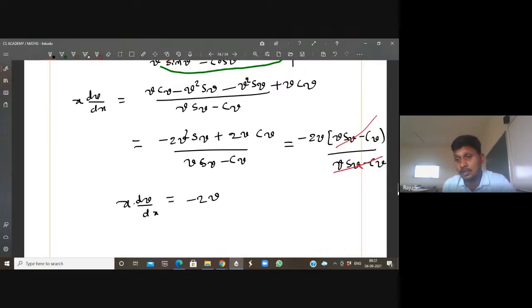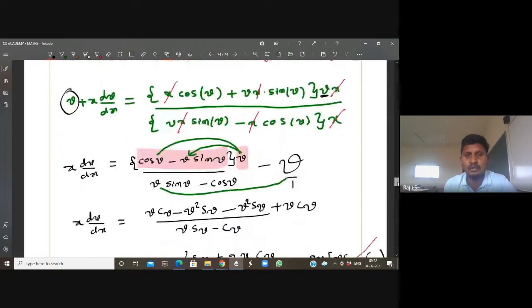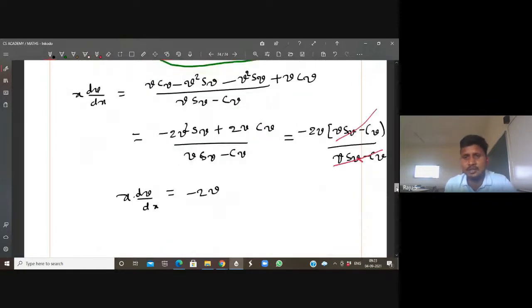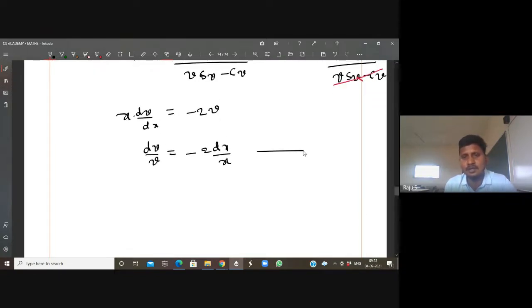See, all of you check whether I'm doing any mistake or not. These questions we have to do very carefully, right? Okay, now is it difficult to separate the variable? No, you can separate the variable. dv by v is equal to minus 2 into dx by x. Take x terms at one side. So let us take, this is 2.